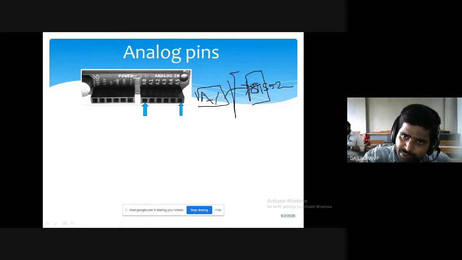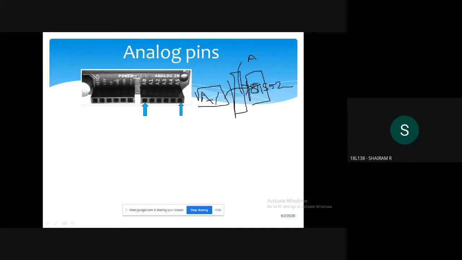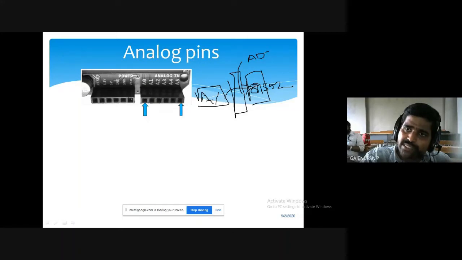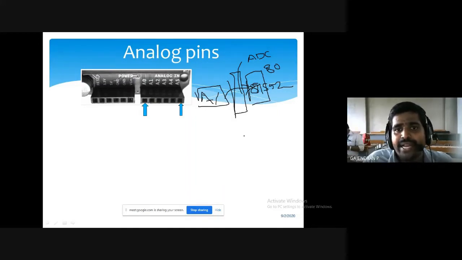What IC did you purchase additionally? What is the name of the IC? ADC. Analog to digital converter. I think 0808, isn't it? You refer to the number. Okay. Here I need not buy an analog to digital converter IC. It's inbuilt. 10-bit ADC. Please make note of it.